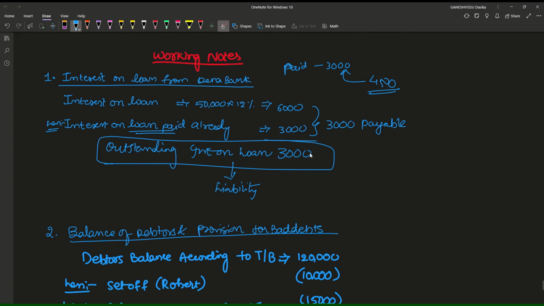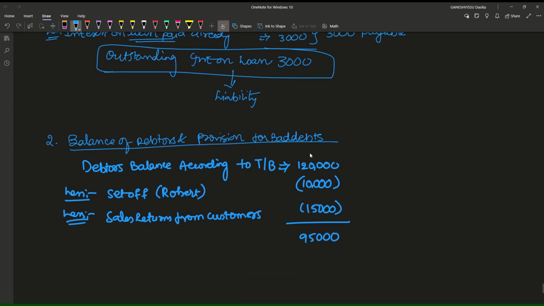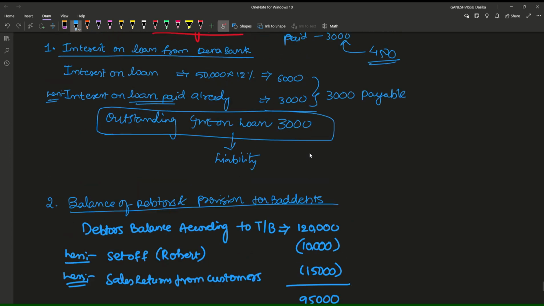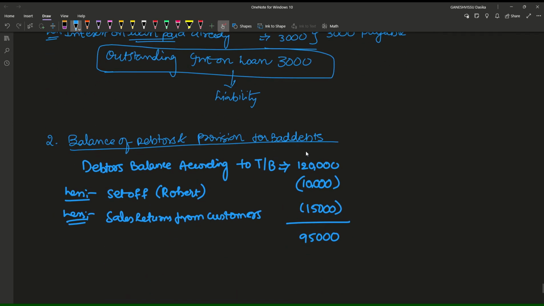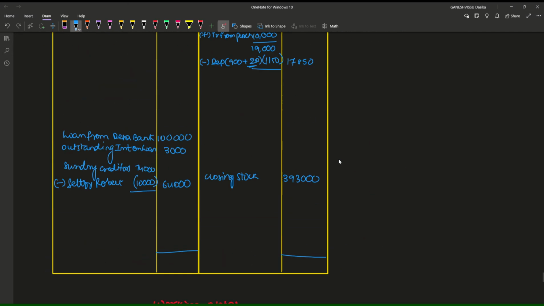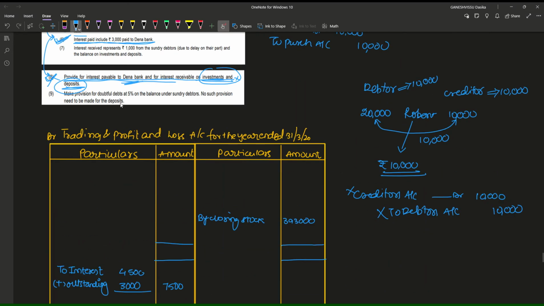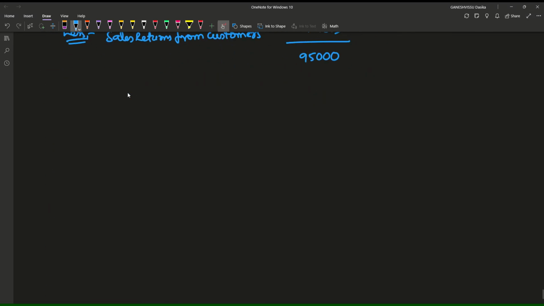Friend, you have said that we need to calculate the provision for bad debts on the balance of debtors, right? That means we are going to think that we need to calculate the provision on 1,20,000. But if there is any adjustment regarding provision, we need to take more care. Let us see adjustment number 9, the last adjustment: make provision for doubtful debts at 5% on the balance of sundry debtors. No such provision is needed for the deposits, right? On the balance of sundry debtors, we need to calculate this 5%. I hope you got that one.